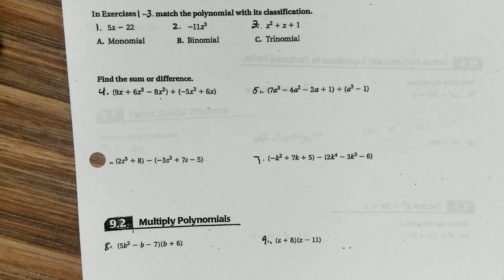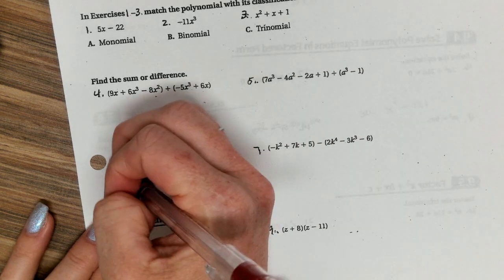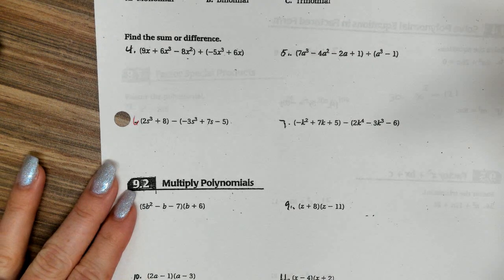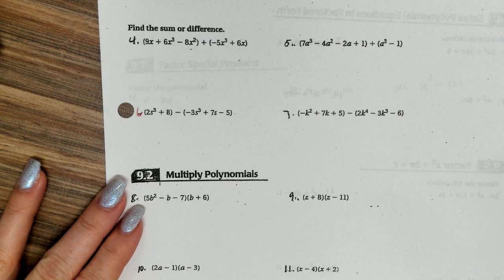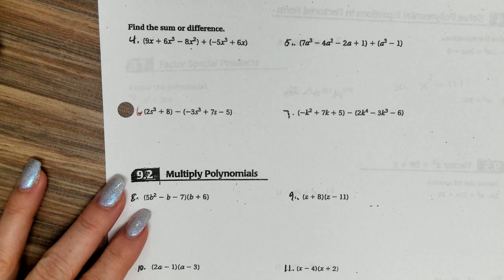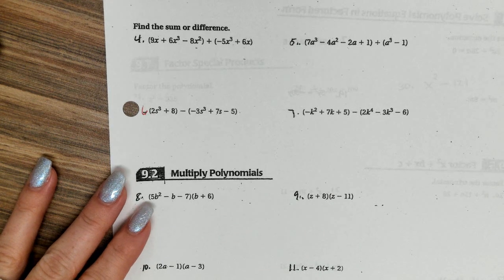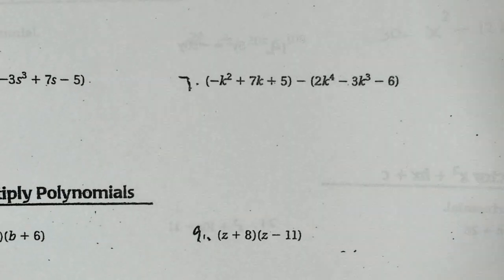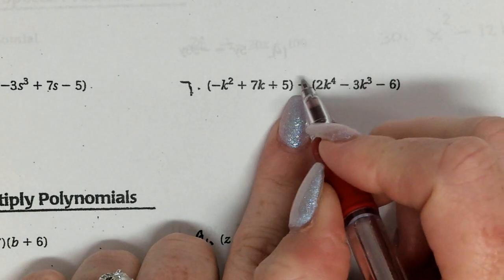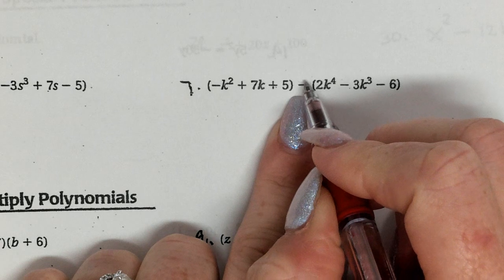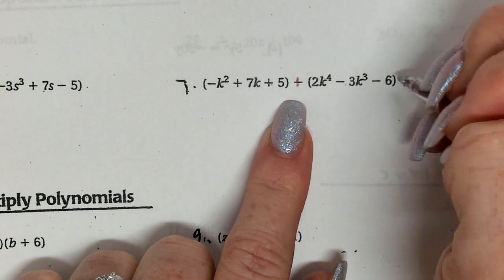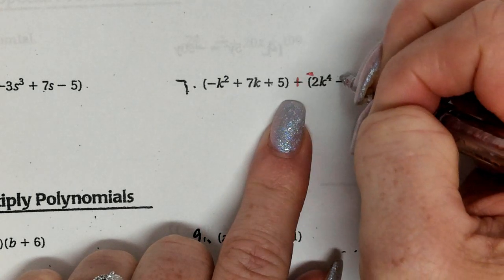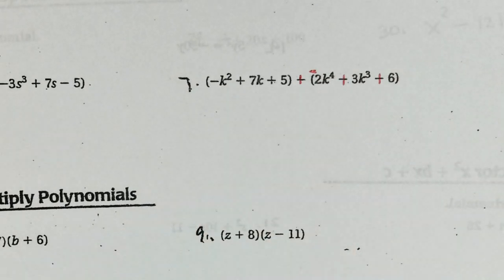All you're doing is combining like terms. But on number 6 and 7, there is something that must be done first. Who can tell me what it is? Keep change, as many changes as you need to make. So let's do number 7. Because there's a subtraction here, it changes every value in the parentheses behind it. So you change, change, change, change.